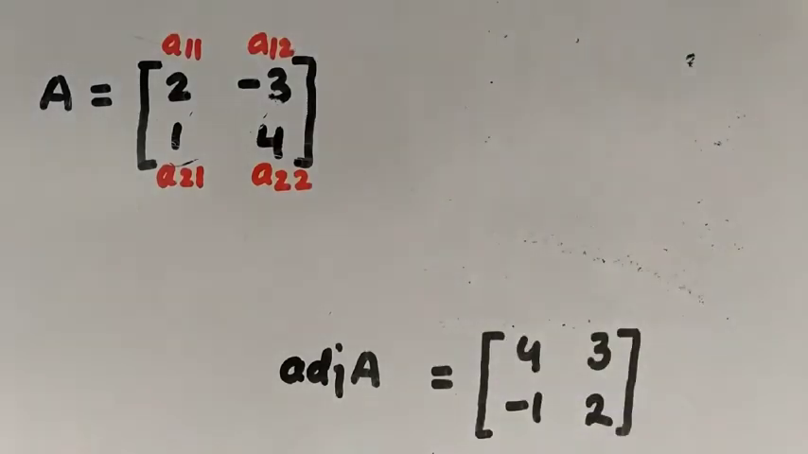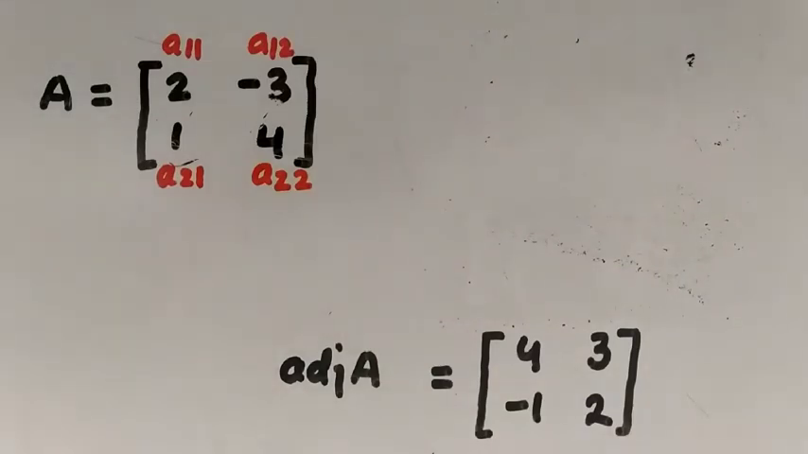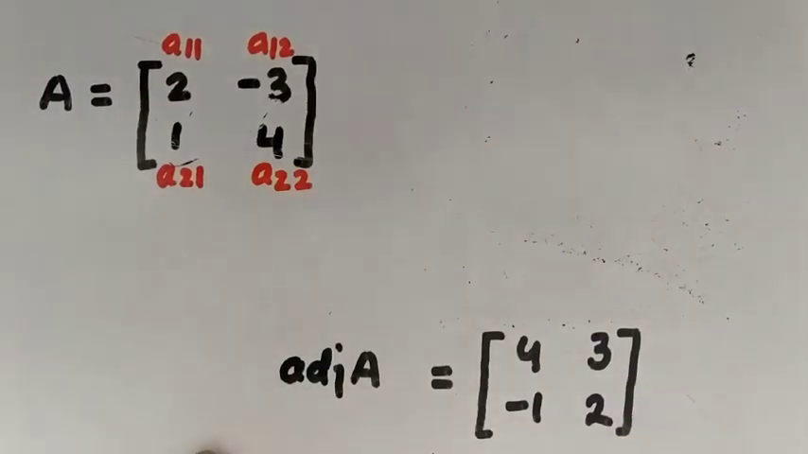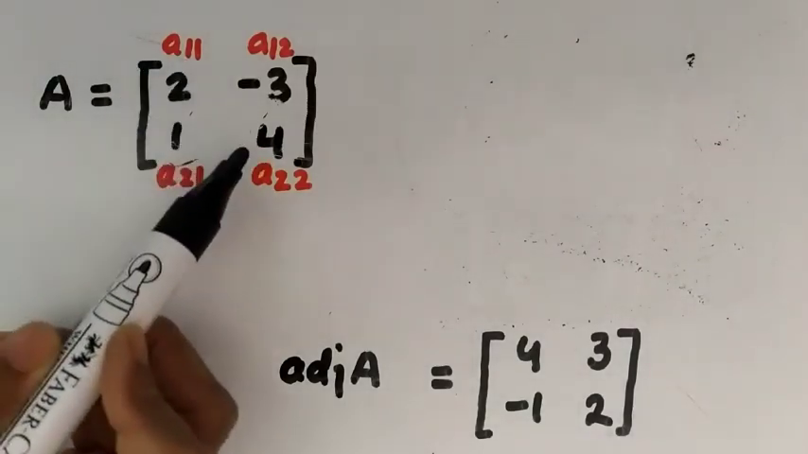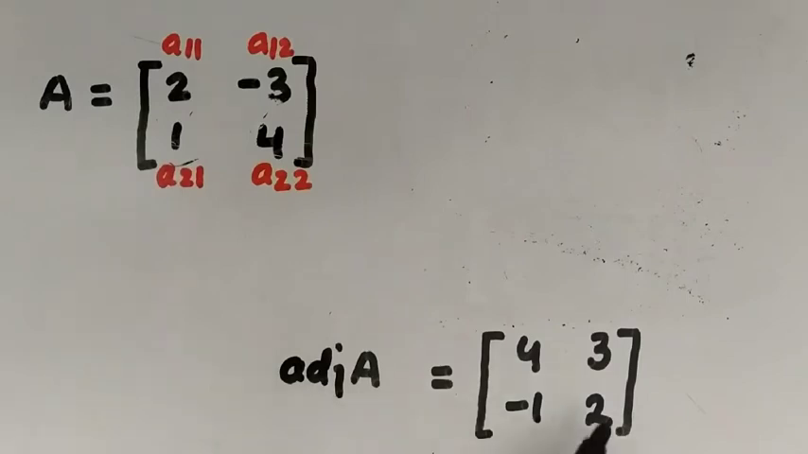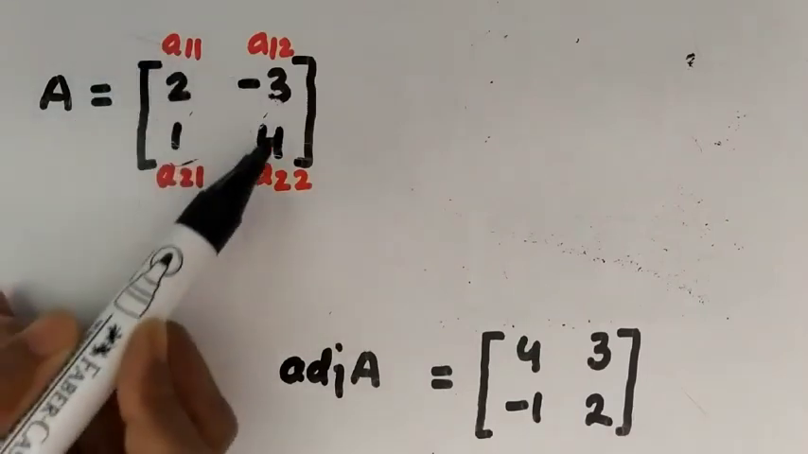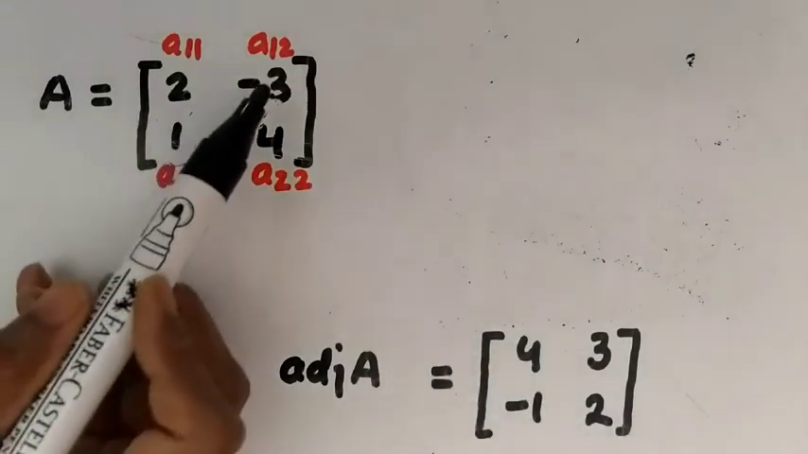These two matrices, matrix A and adjoint of A. Students, you can see it is matrix A and it is adjoint of matrix A. In matrix A, diagonal elements are 2, 4, and in adjoint of A, diagonal elements are 4, 2. So students, you can see diagonal elements have interchanged. Diagonal elements have interchanged.